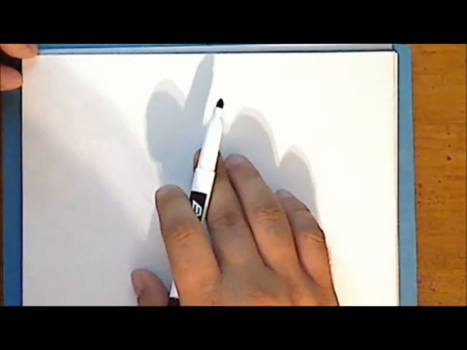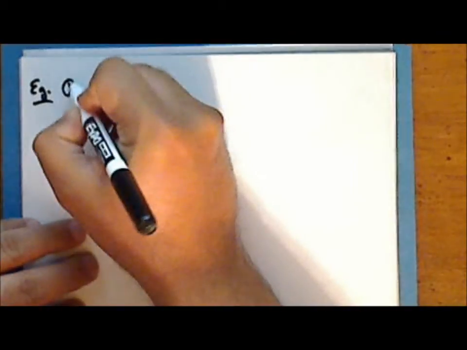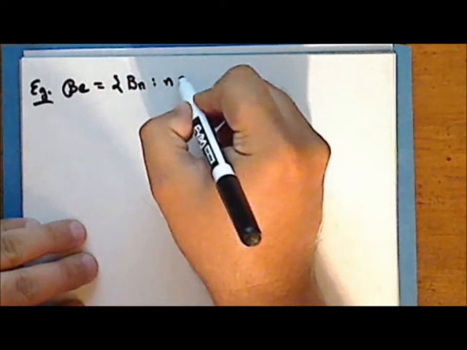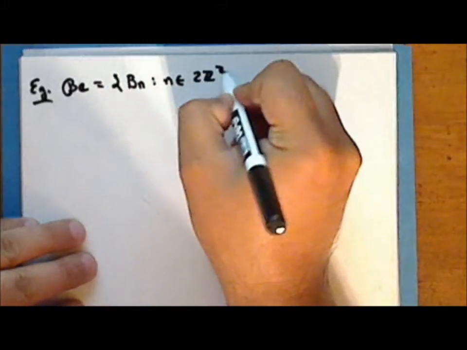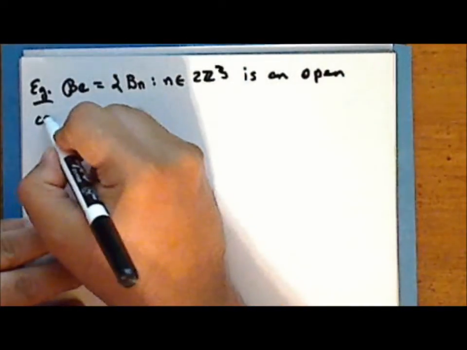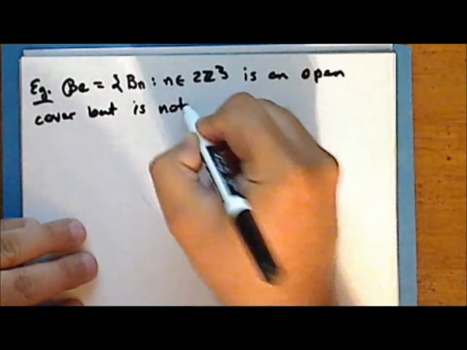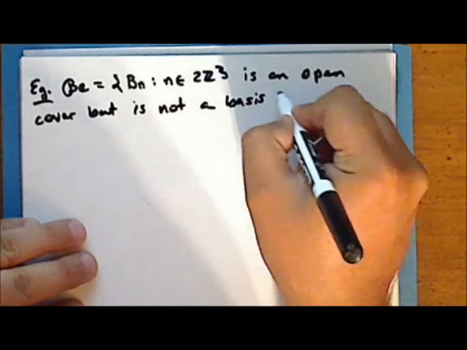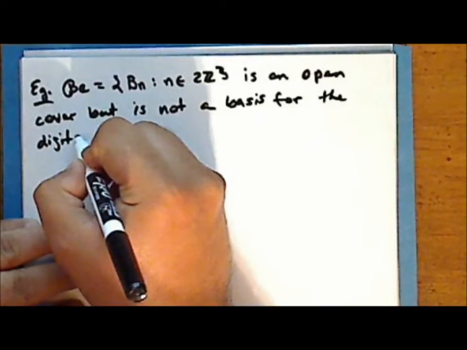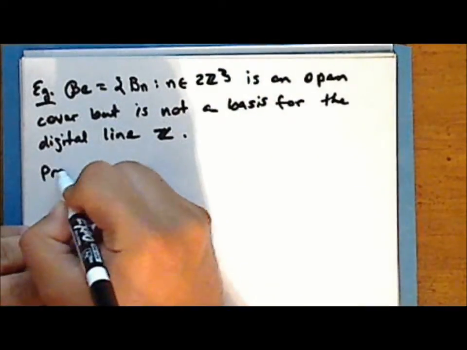Okay, so we'll start by looking at some of the exercises from the previous lecture. So first, we'll show that the collection script B sub E, consisting of the basis elements for the even integers, is an open cover but is not a basis for the digital line. So proof.